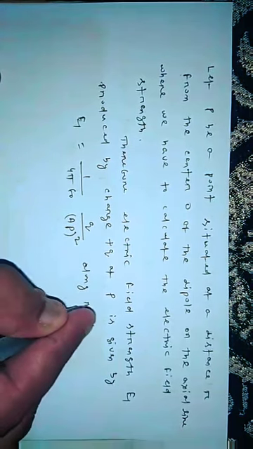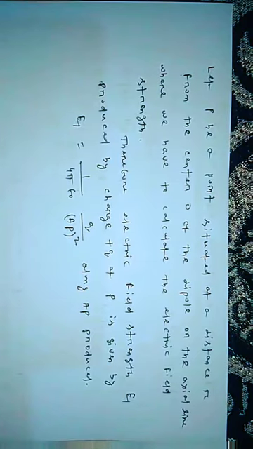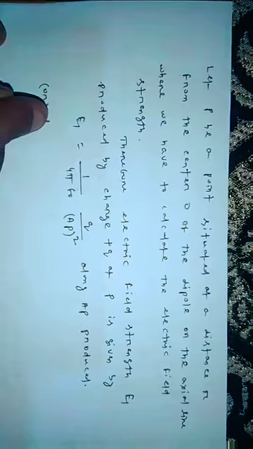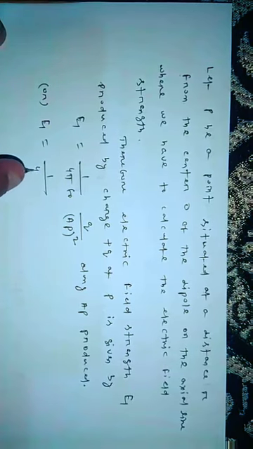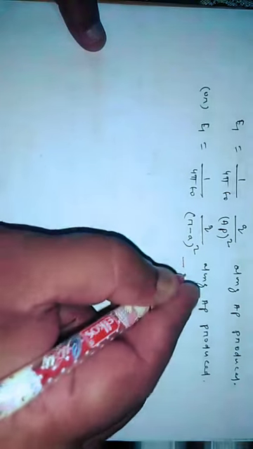Along AP produced. Okay. Or E1 equal to 1 by 4 pi epsilon 0 into Q by R minus A whole square, along AP produced. Okay. So this is your equation 1.